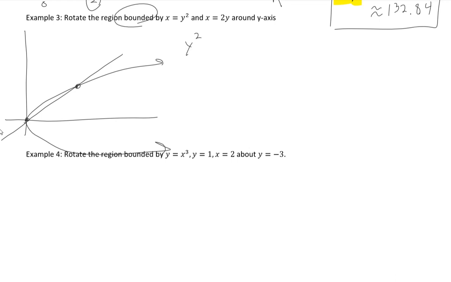So we need to find where they intersect. If I set them equal to each other, y squared equals 2y, well, that means that y is going to equal 0, and when I divide y on both sides, that gives me y equals 2 as another solution. So that gives me 0 and also 2.